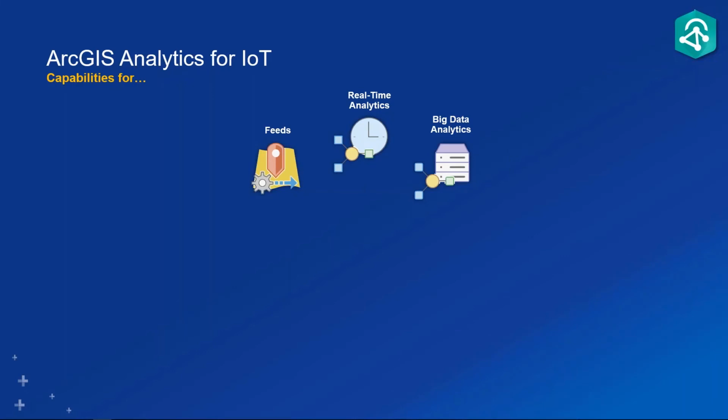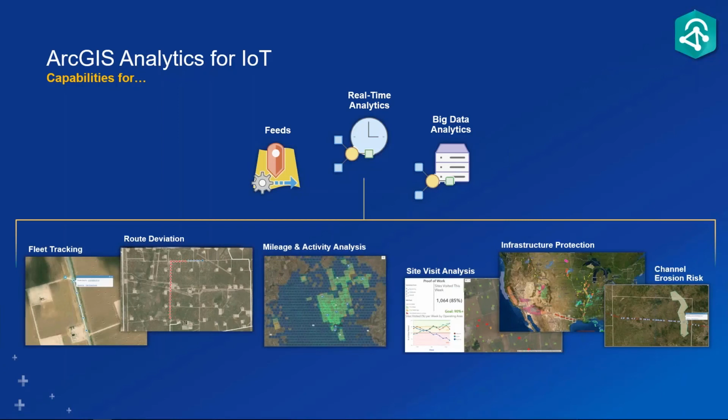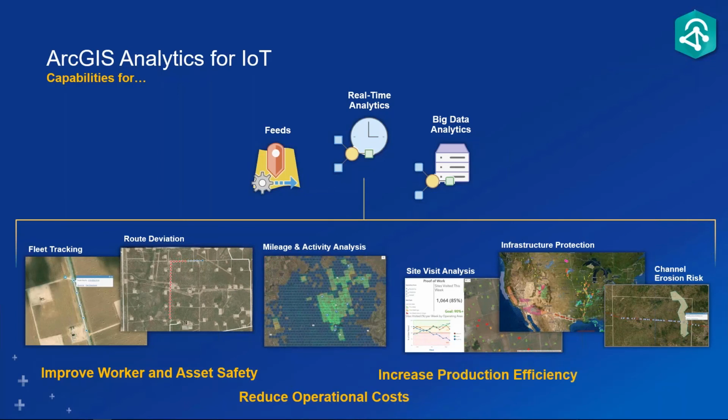What this provides is a flexible and extensive framework that can be configured to support a huge number of use cases and that drive various business improvements. As you saw, these feeds and analytics can be combined to support fleet tracking and route deviation, which improve worker and asset safety, mileage, activity analysis, and worksite assessments to reduce operational costs and increase production efficiency, and enhanced awareness of environmental risk. And this is just a small sample of how these capabilities can be leveraged.